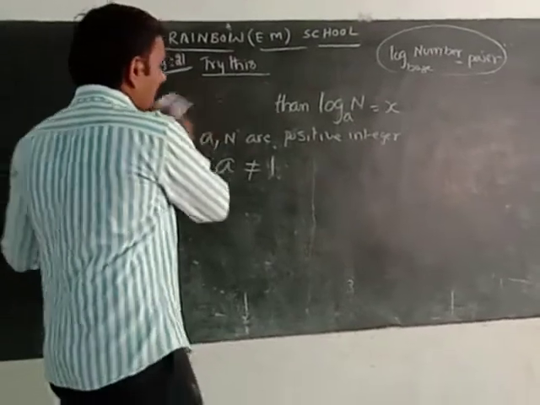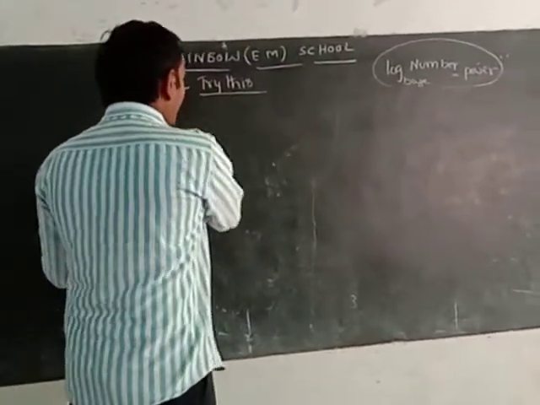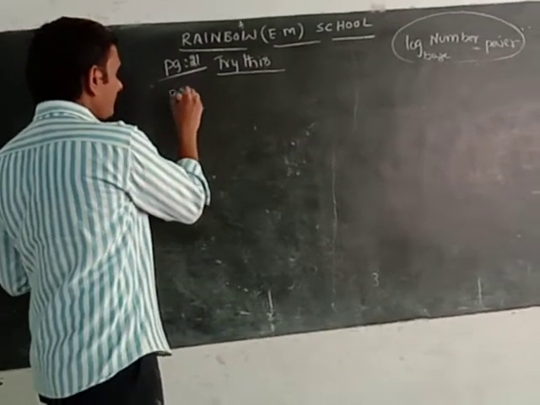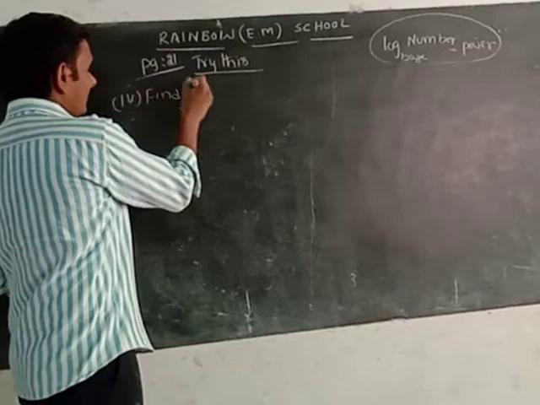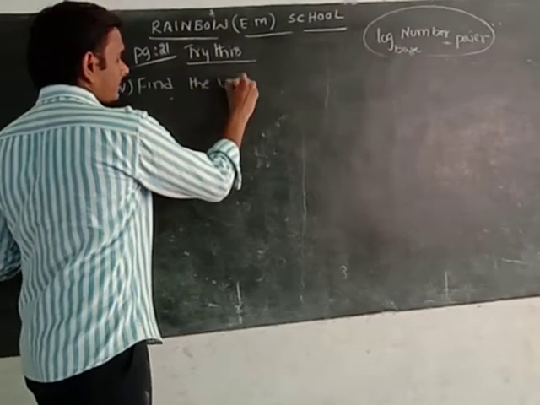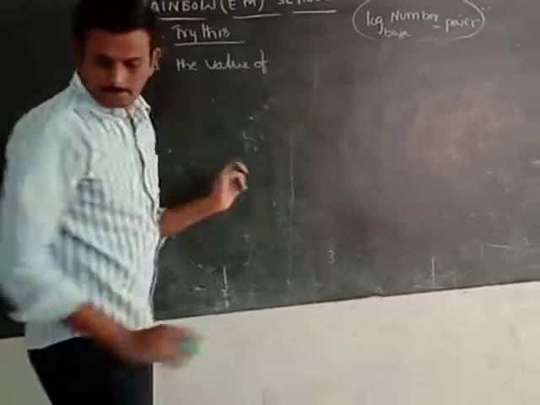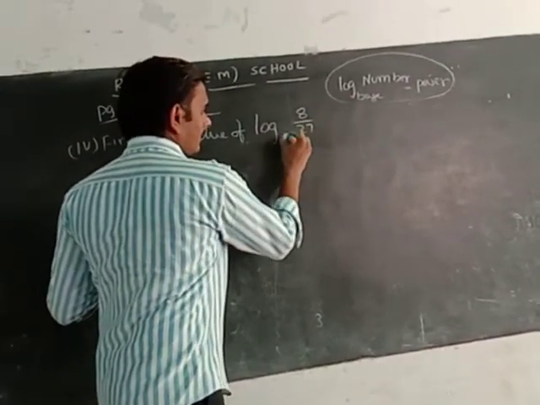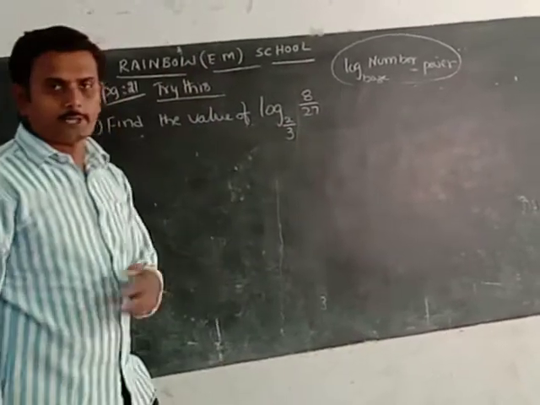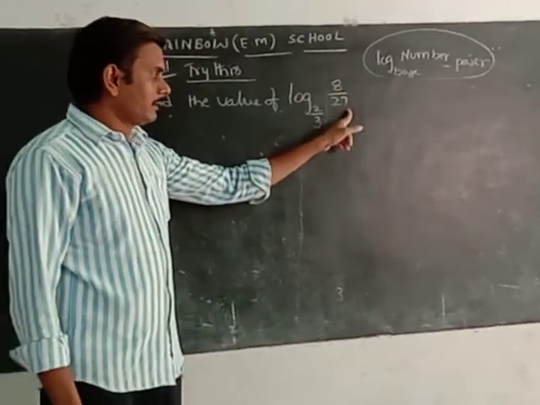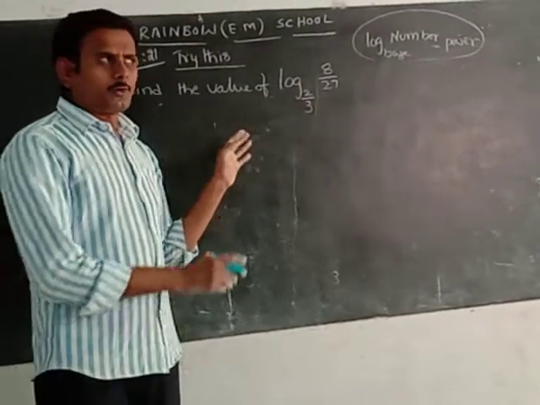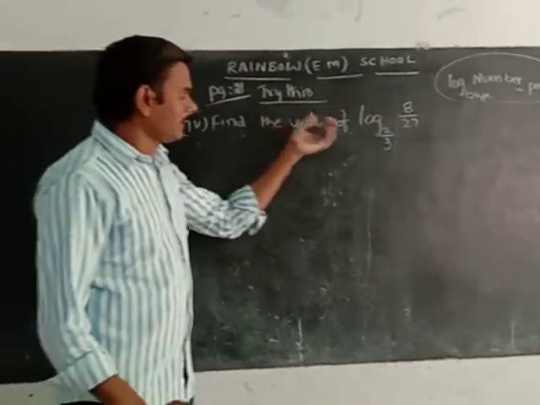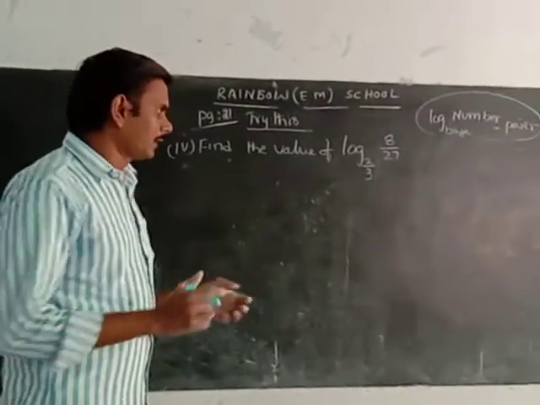Okay, one more model related to that one. Find the value, in page number 21 only. Fourth question. Find the value of log 8 by 27 base 2 by 3. This model is in exercise 1.5, the first one. Find the value of the following logarithms.